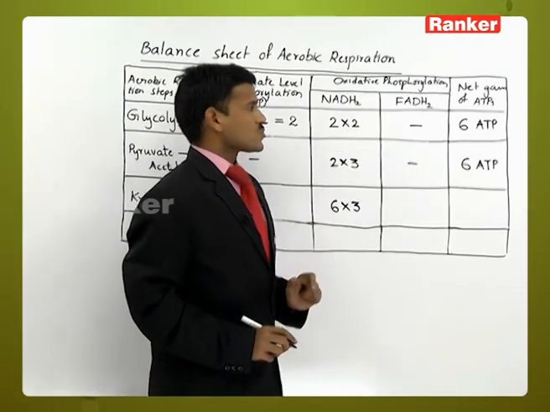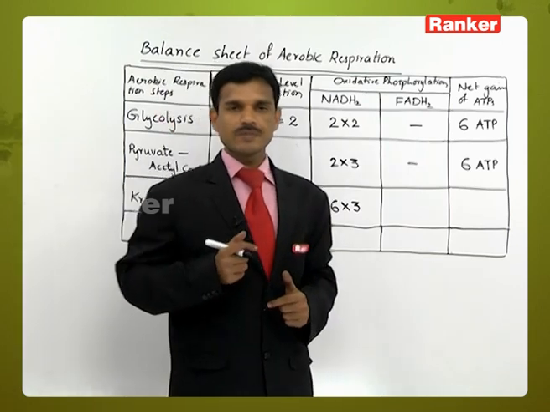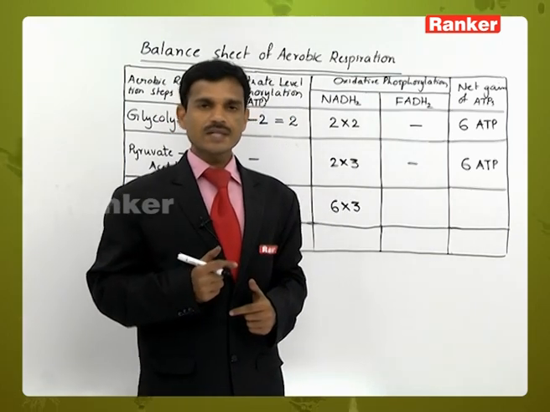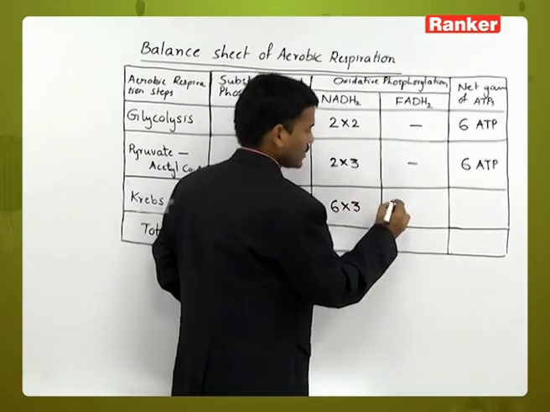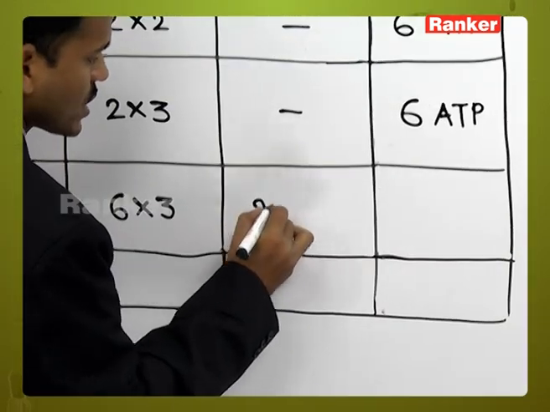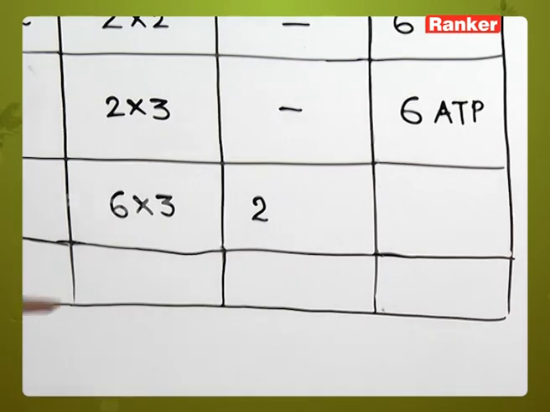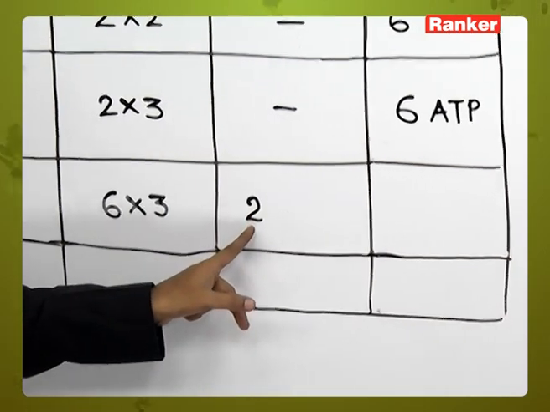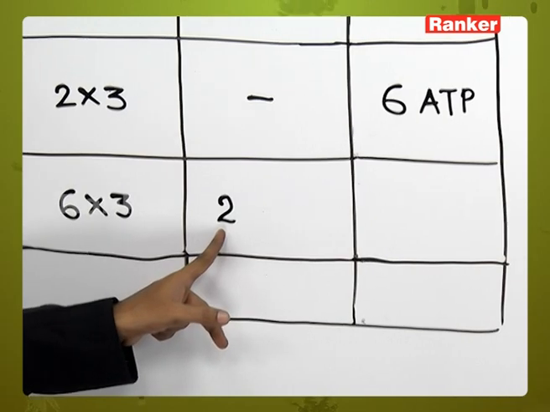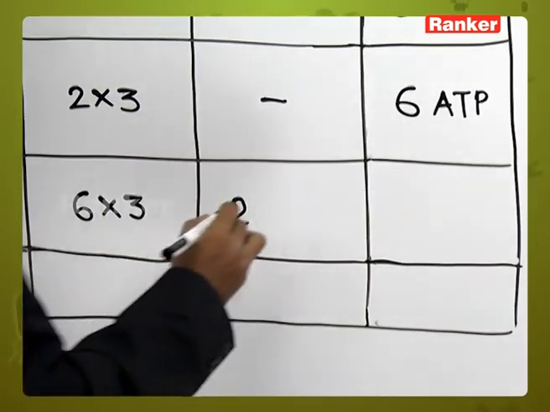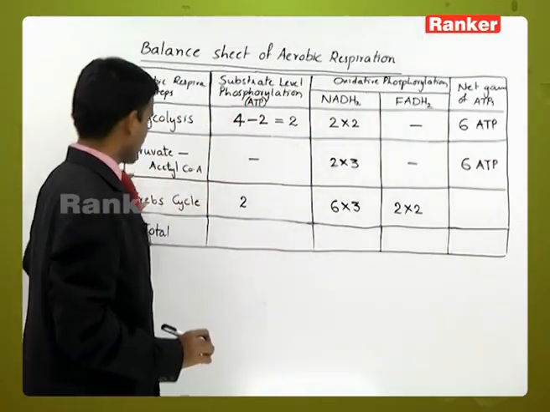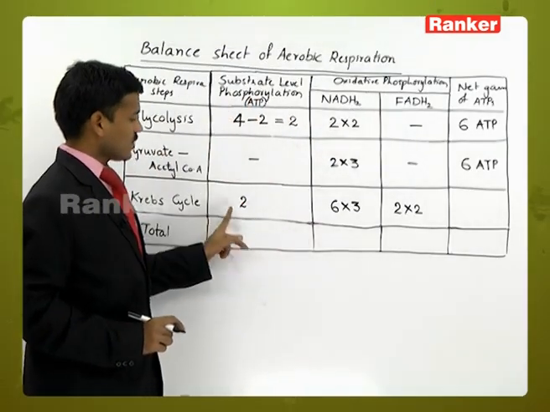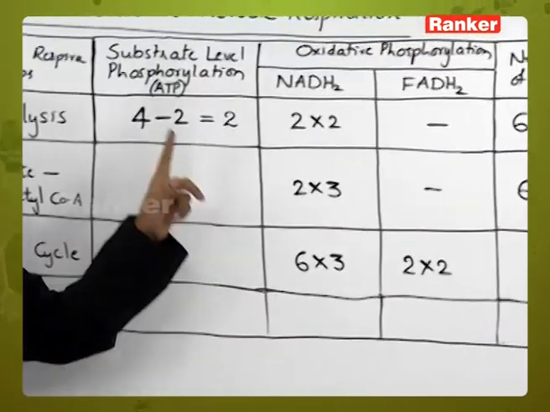Next FADH2s. FADH2s are produced between succinic acid to fumaric acid. At that point 2 FADH2s are produced. So 1 FADH2 is equal to 2 ATPs. So total in Krebs cycle by substrate level phosphorylation, 2 ATPs.